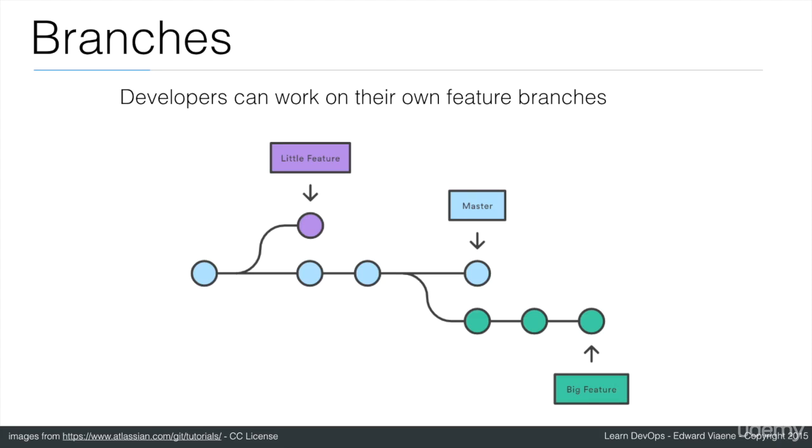Another feature that is widely used in Git are branches. Developers can work on their own feature branch so they don't disturb anyone else, who is also implementing certain features. You see on the diagram here that we have our master branch in blue, a little feature branch in purple, and a big feature branch that has multiple commits in green. At some point, these branches will need to be merged back into the master branch, which will bring us to merging.